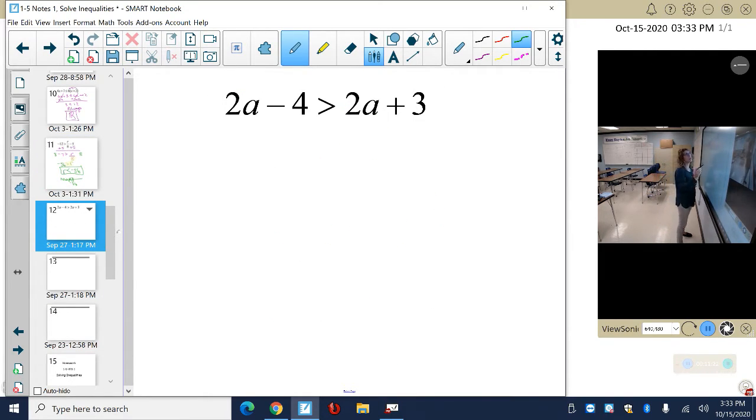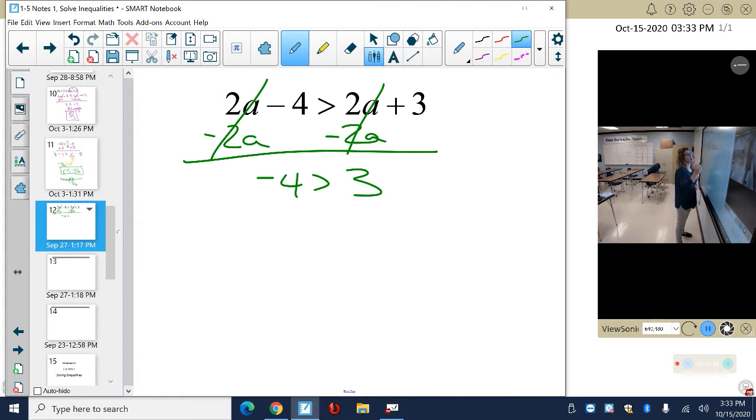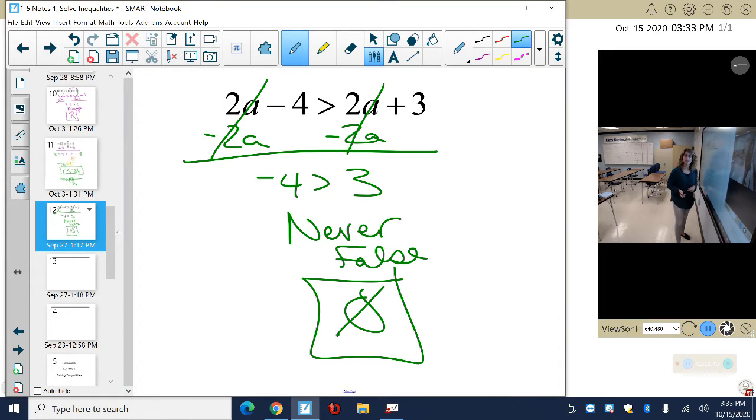Same concept. Subtract the 2a. -4 is greater than 3. When is -4 greater than 3? Is it sometimes true, always true, or never true? -4 is never greater than that. This is a false statement, so therefore no solution.